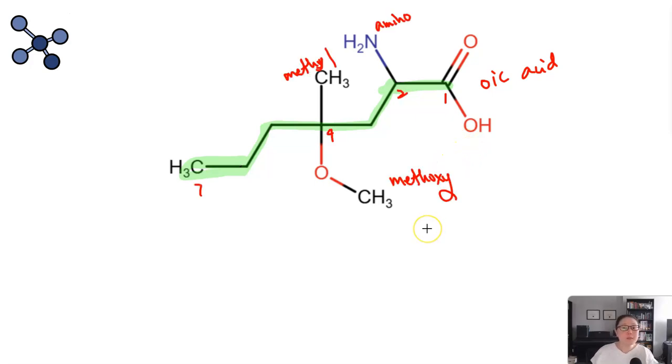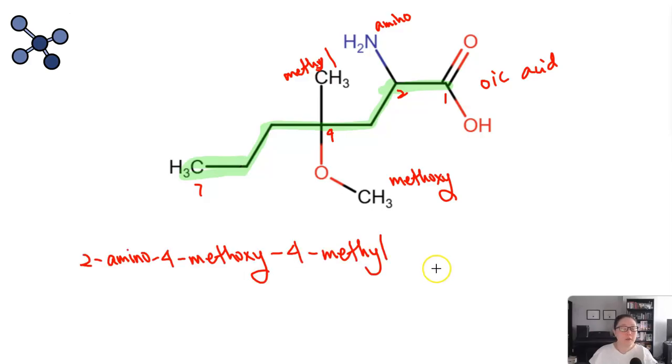We end up with an amino, a methyl, and a methoxy group in here. From here, we're going to start naming. Start with our side chains in alpha order, then the name of our parent chain. And so with this, we end up with 2-amino-4-methoxy-4-methylheptanoic acid.